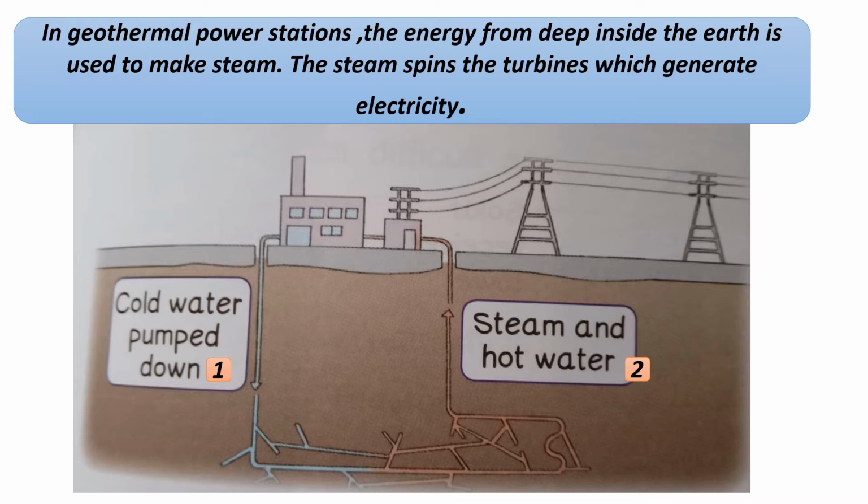Then now this water comes up, where you are seeing number 2. Steam and hot water goes up. When it reaches up, it will spin or turn the turbines, which generate electricity. Okay? Thank you so much. So that's how we get electricity in the geothermal power stations.